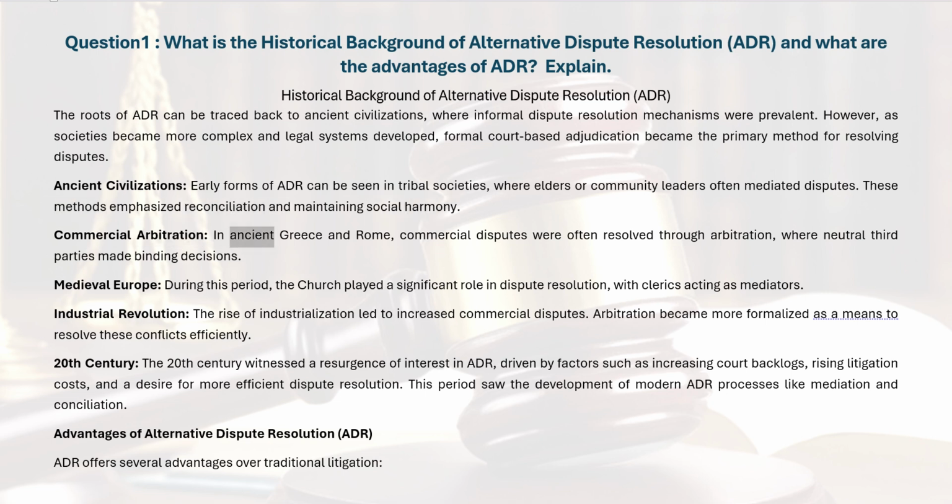Commercial arbitration. In ancient Greece and Rome, commercial disputes were often resolved through arbitration, where neutral third parties made binding decisions. Medieval Europe. During this period, the Church played a significant role in dispute resolution, with clerics acting as mediators. Industrial Revolution. The rise of industrialization led to increased commercial disputes. Arbitration became more formalized as a means to resolve these conflicts efficiently.